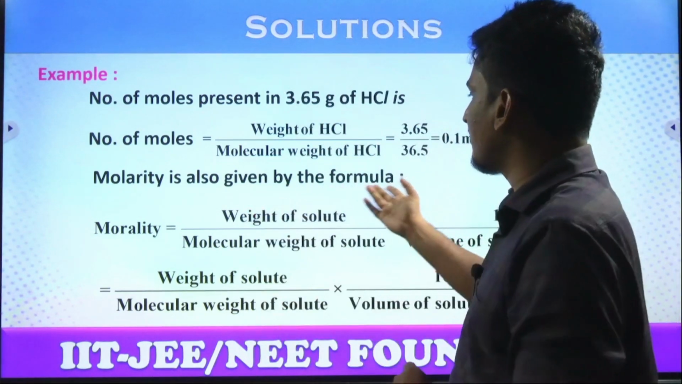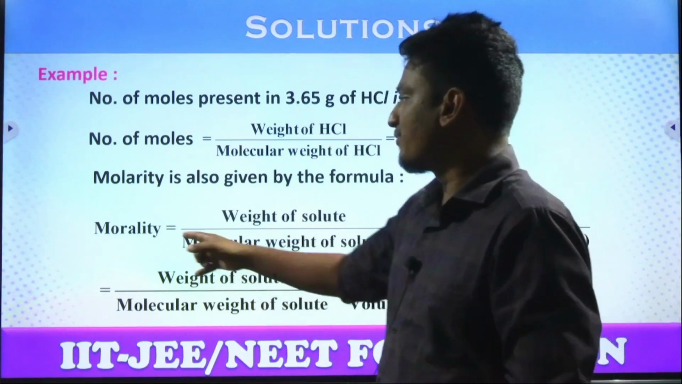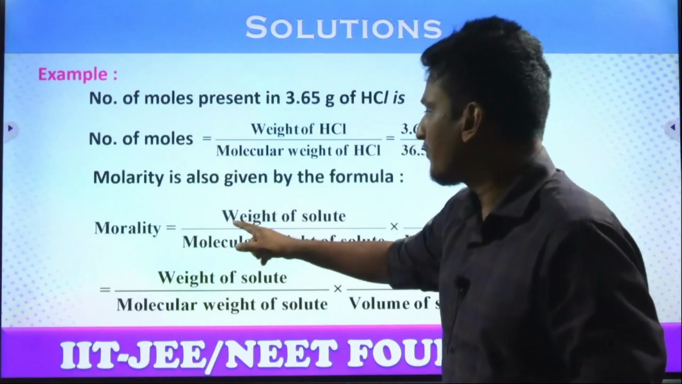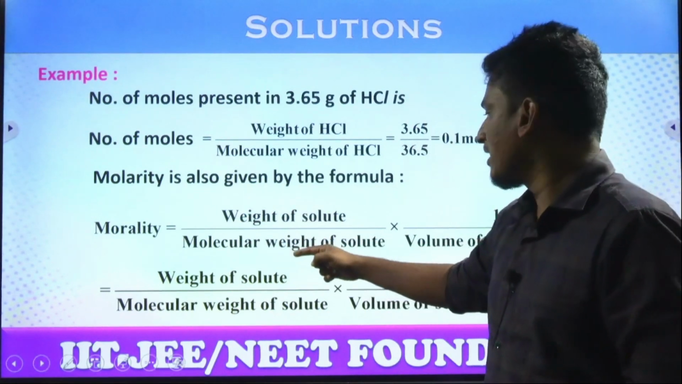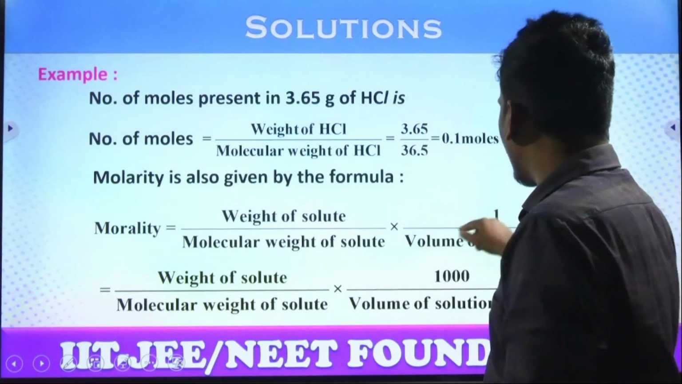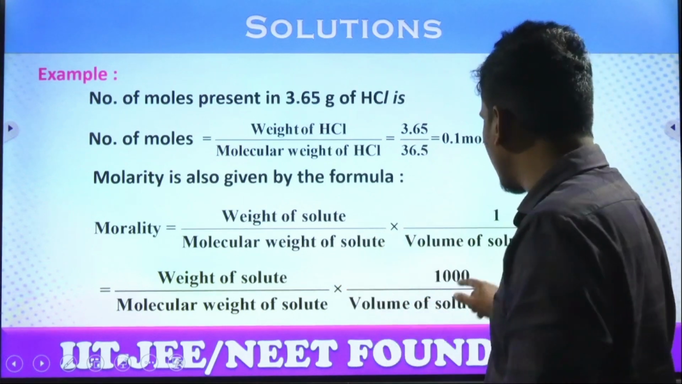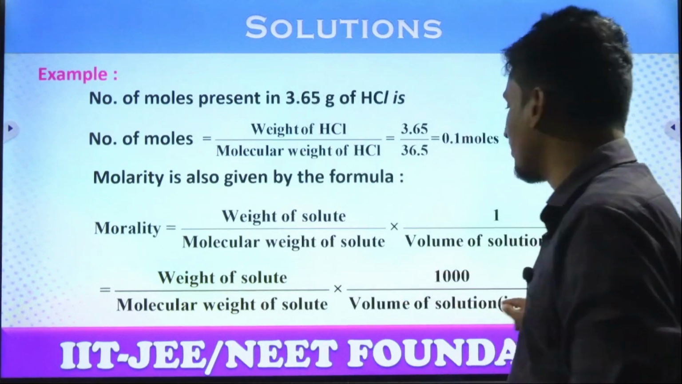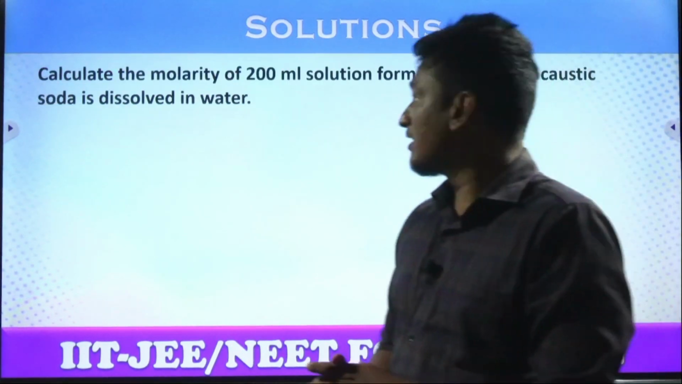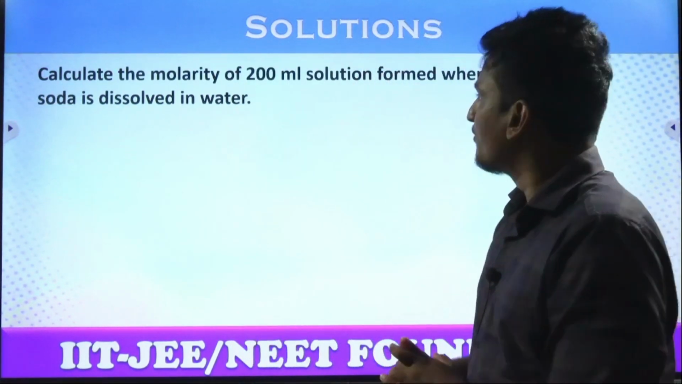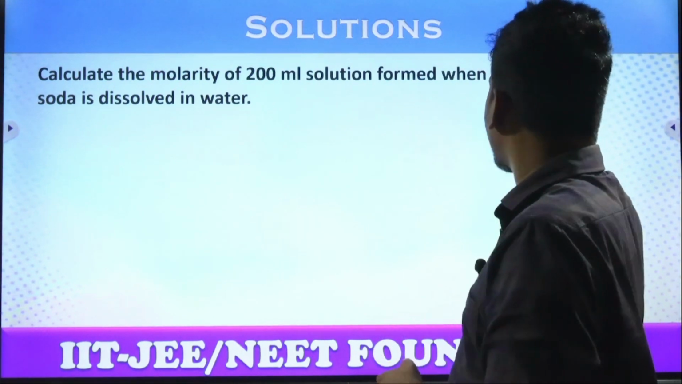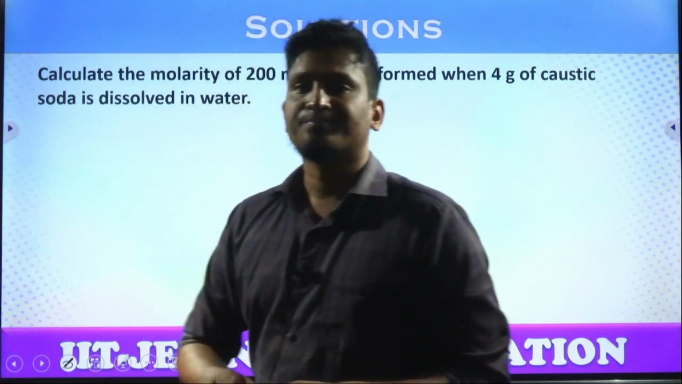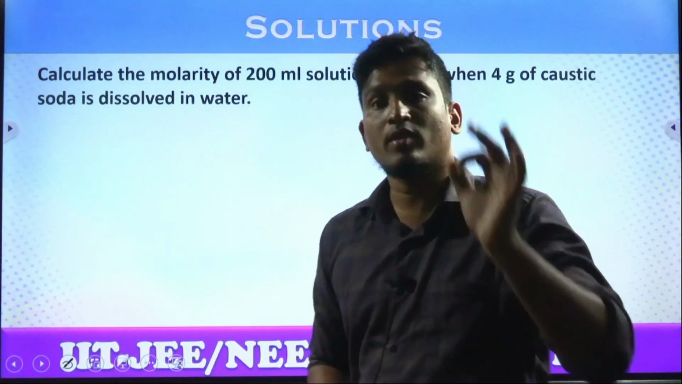So molarity is also given by this rearranged formula. Molarity equals, look at this expression, the number of moles, which we can simplify as weight of the solute by molecular weight of the solute, into 1 by volume in liters. If it is in ml, we have to convert, which is 1000 by volume in ml. So for example, we have a numerical here. Calculate the molarity of 200 ml of a solution formed when 4 grams of caustic soda is dissolved in water. What is the caustic soda formula, students? Caustic soda is NaOH. Caustic potash is KOH.